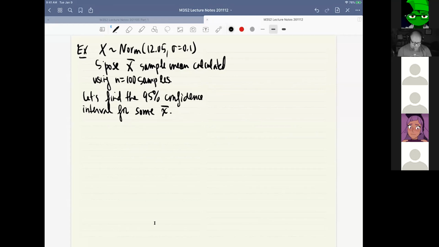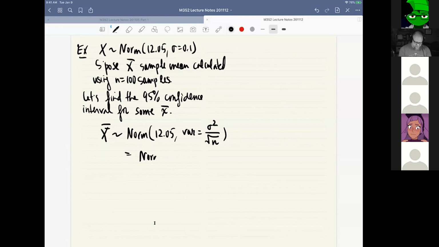So the thing you need to remember to do this is the sample mean distribution by the central limit theorem. We don't even need to know what X is distributed like, but by the central limit theorem, the sample mean distribution is also normal, and it has the same mean as the underlying distribution. And the variance of the sample mean is the variance of the original function divided by the sample size.